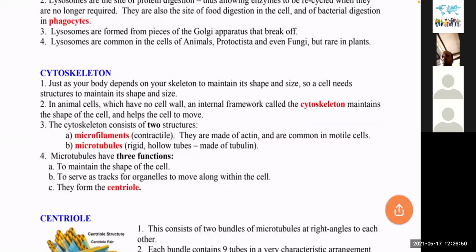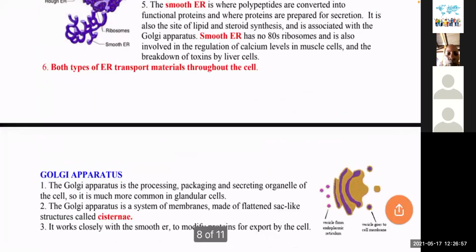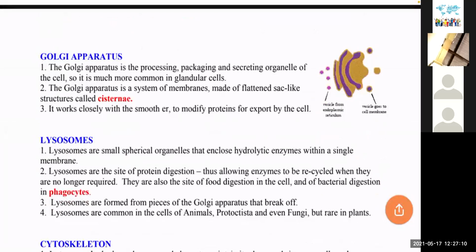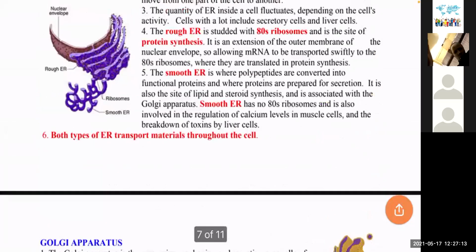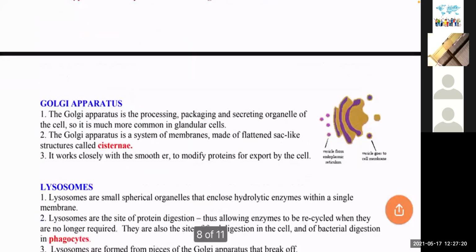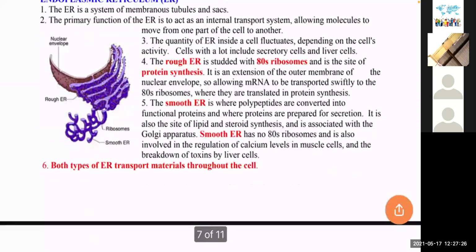Great. Can anyone tell me anything that we discussed about the rough endoplasmic reticulum specifically? Which one of the two is the site of protein synthesis? The smooth endoplasmic reticulum. Smooth endoplasmic reticulum is the site of protein synthesis, you say? Yes.